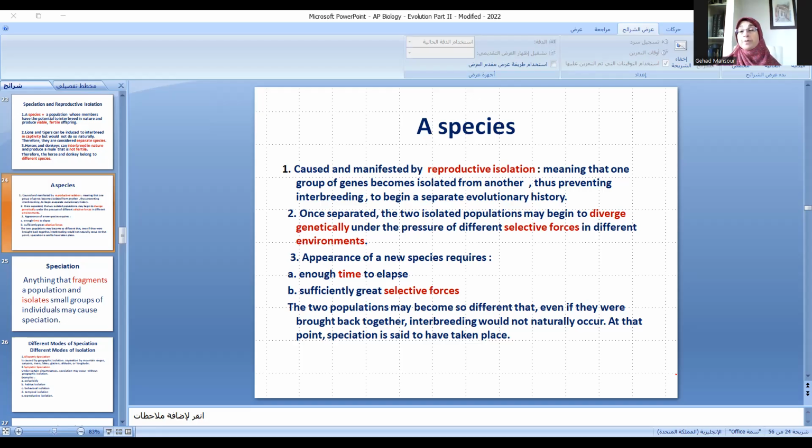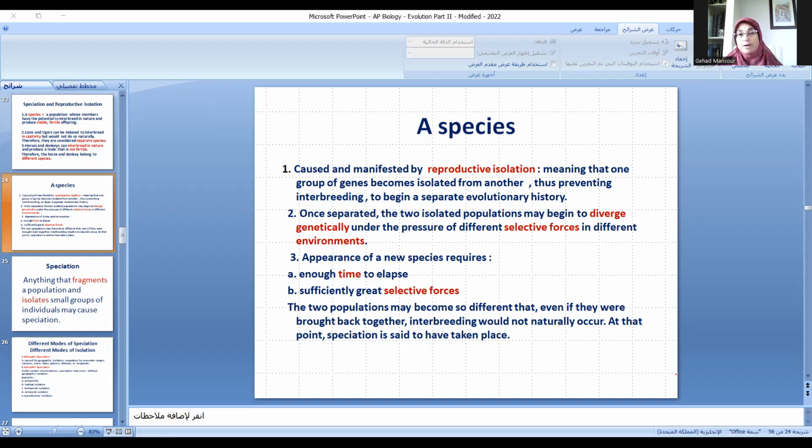Similarly, we have in sympatric speciation, habitat isolation. In habitat isolation, there are no geographical barriers like huge mountains or hills, for example, or rivers between the 2 populations, but they live in the same area.